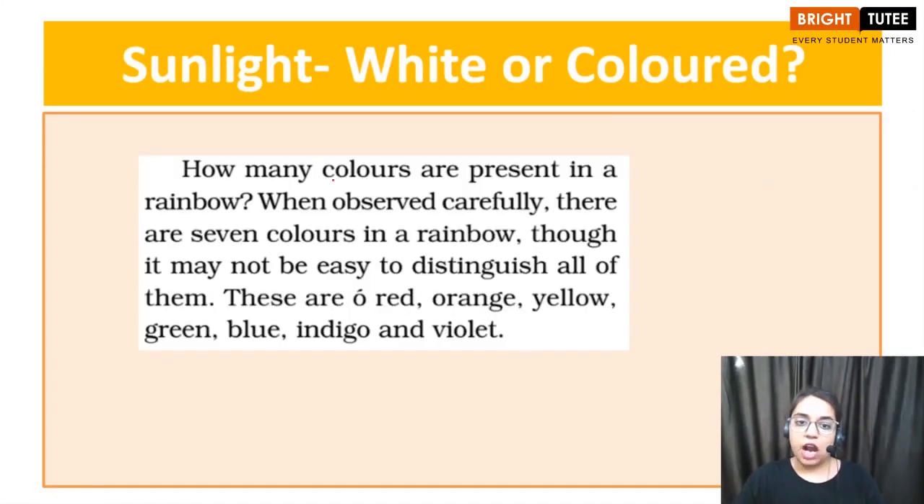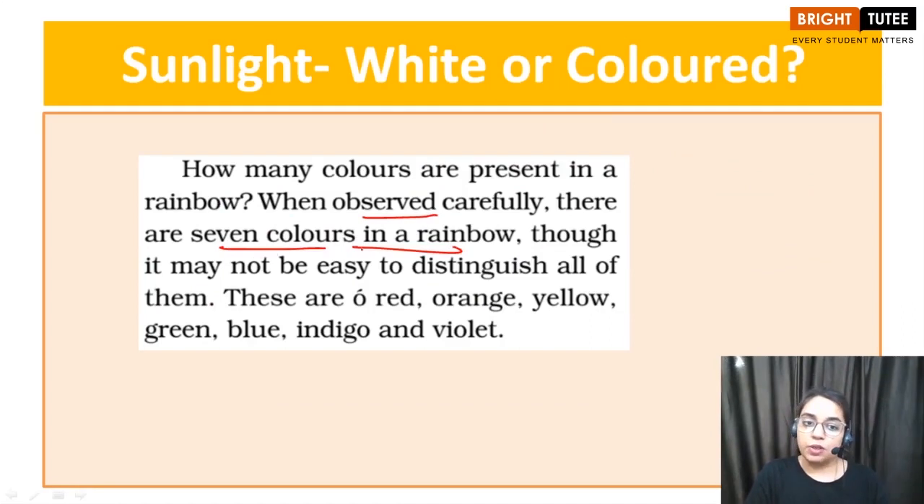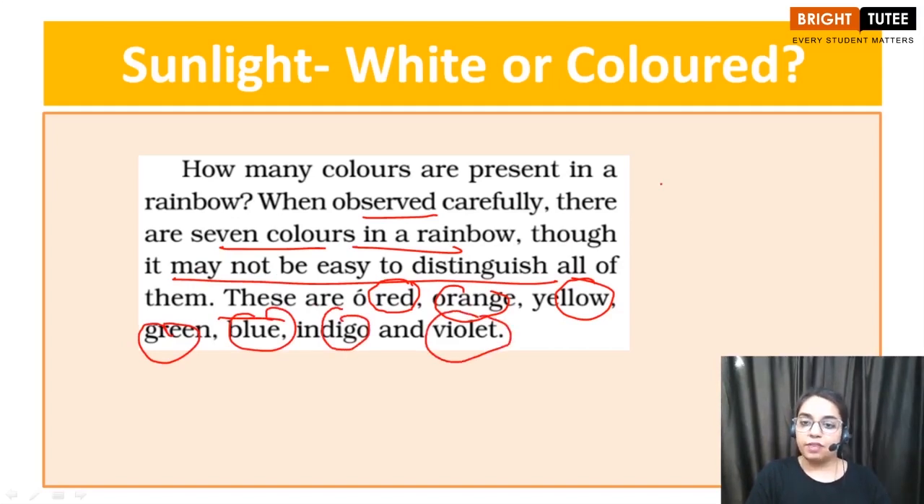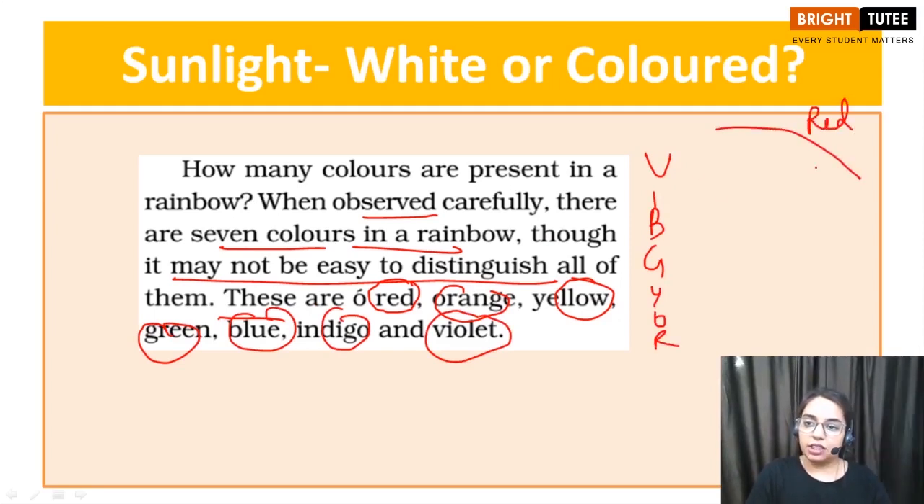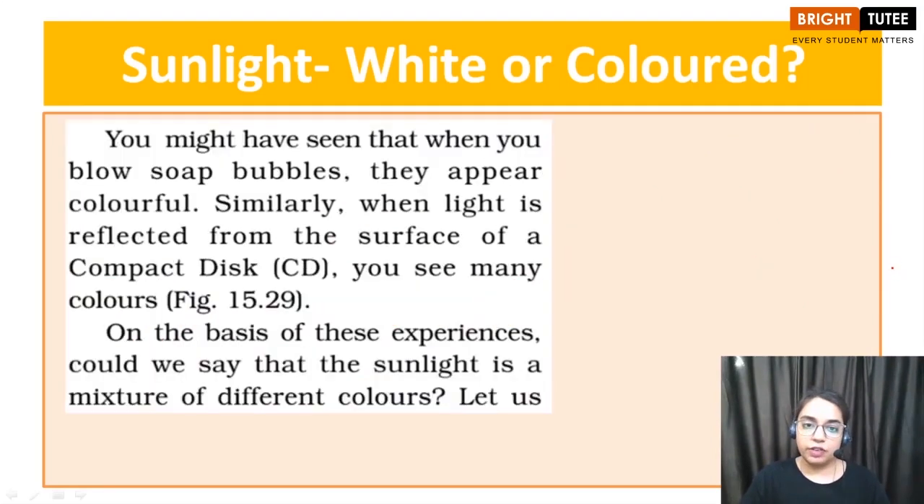So children, how many colors are present in the rainbow? When you carefully observe it, there are 7 different colors in the rainbow. Although it may not be easy to distinguish all of them, these are red, orange, yellow, green, blue, indigo and violet. Okay, Vibgyor. The color at the top is red and the color at the bottom is violet. Okay children, these are the 7 component colors. So let us move ahead to the next point.